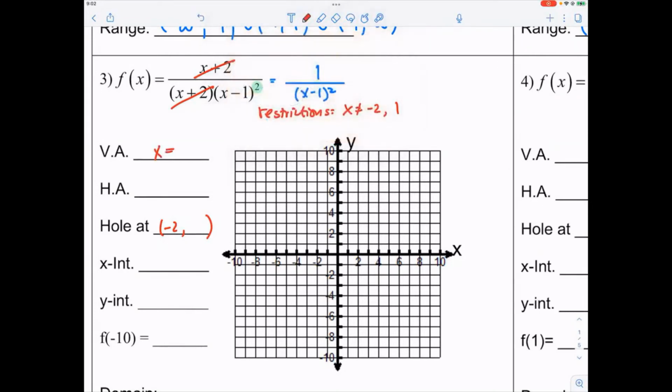You can tell the vertical asymptote is x equals 1. And where is the hole? The hole is going to be at 1 over (-2 minus 1) squared, which is 1 over (-3) squared, and then it's 1 over 9. So at -2, it's 1 over 9. And what is the horizontal asymptote in this case? Y equals 0. Okay. So just go ahead and draw the horizontal asymptote at 0.